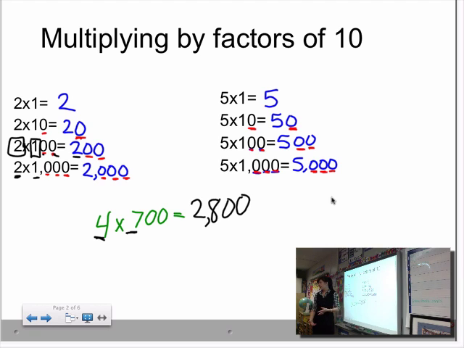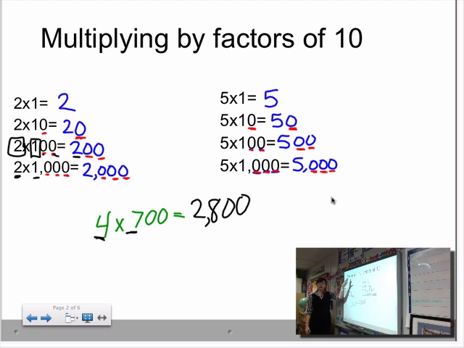We solved this problem by first identifying the basic fact 4 times 7. We know that 4 times 7 is 28. And then we can compensate by noticing that there are 2 zeros in the number 700, so we need to add 2 zeros to our product for a final product of 2,800.